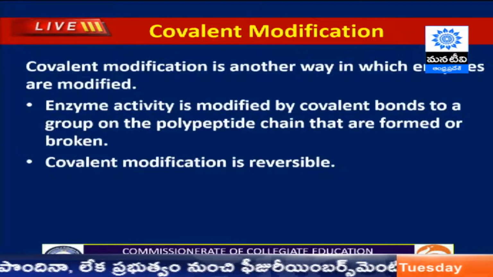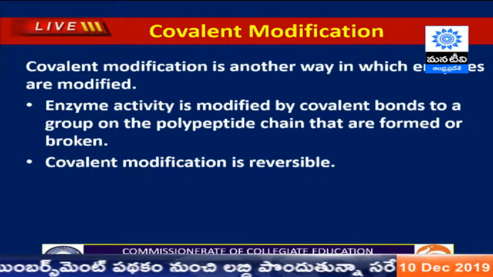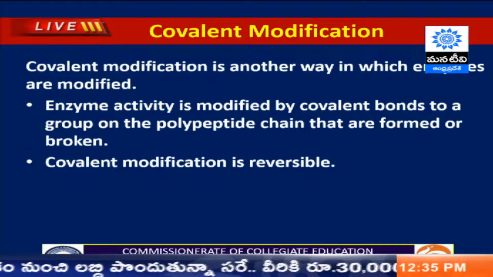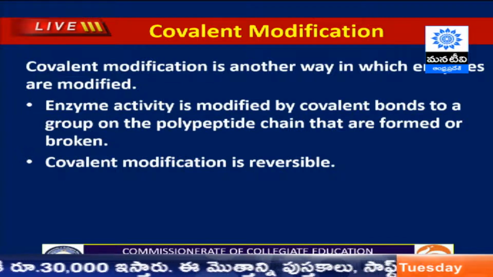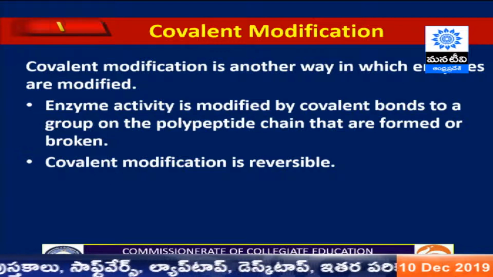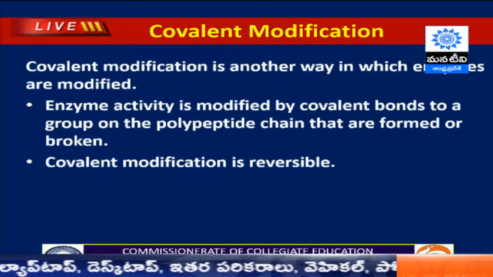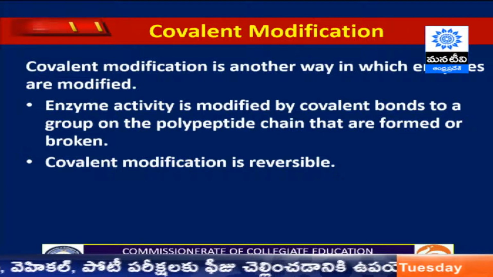Coming to covalent modification, it is the modification of the enzymes where, by the formation of a covalent bond, the activity of the enzymes changes. Covalent modification is reversible. That means a group is attached to the polypeptide chain by a covalent bond.